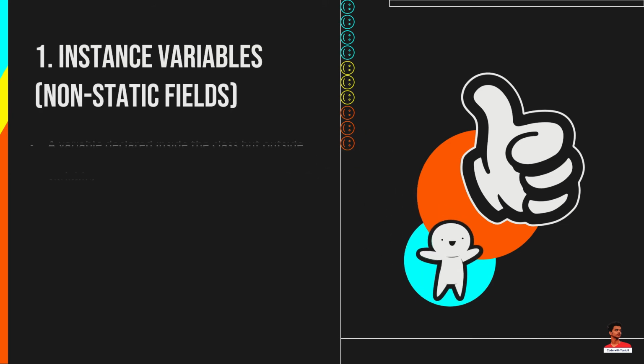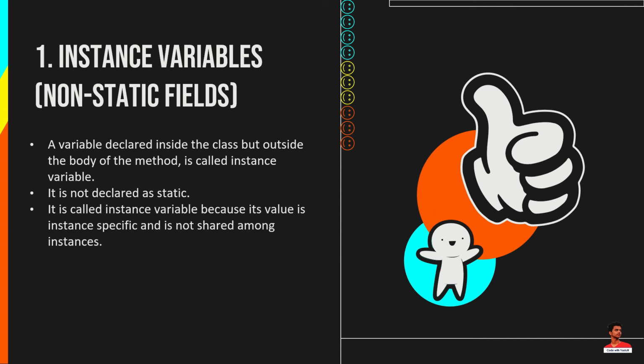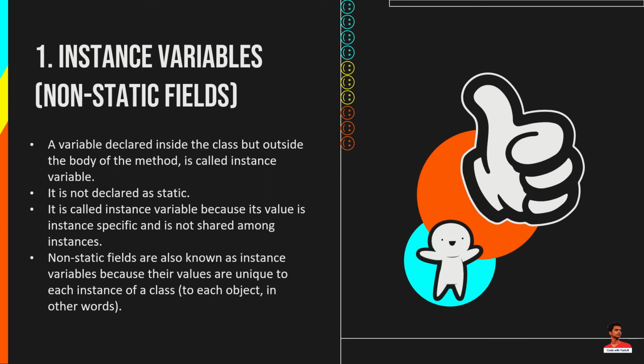Instance variable: a variable declared inside the class but outside the body of a method is called an instance variable. It is not declared as static. It is called an instance variable because its value is instance specific and is not shared among instances. Non-static fields are also known as instance variables because their values are unique to each instance of a class. For example, the current speed of one car is independent from the current speed of another.